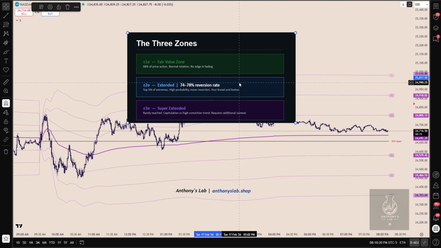The 3 standard deviation zone is rarely reached. We consider price action here extremely extended. It's clear something significant is happening in the market.